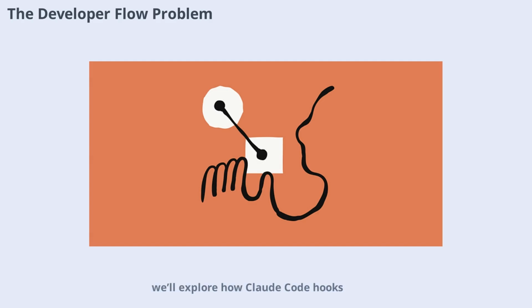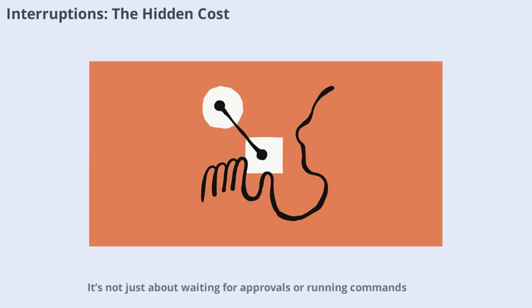In this video, we'll explore how Claude Code Hooks can transform these interruptions into seamless automations, letting you stay in the zone and focus on what matters, building great software. It's not just about waiting for approvals or running commands. The real cost is context switching.